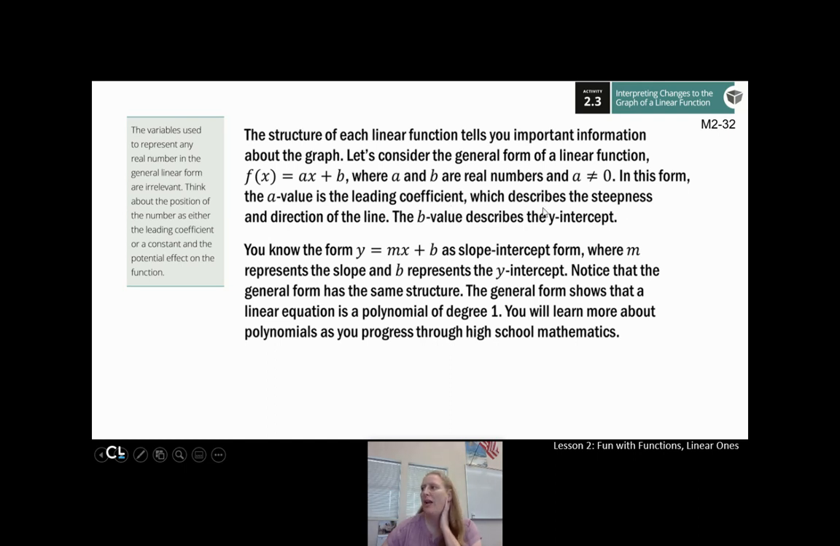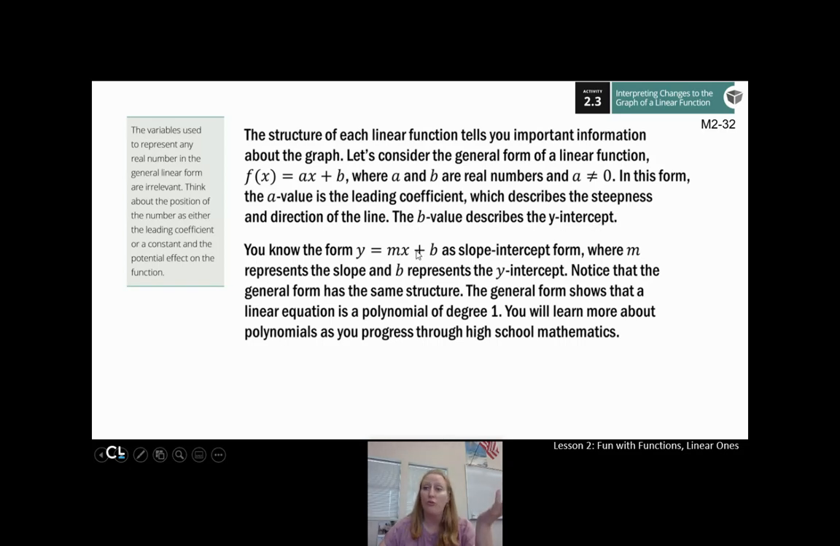But it does describe your slope, right? It gives you the steepness. If it's positive, you know your function's increasing. If it's negative, you know your function's decreasing. So it does actually even tell you the direction that your line is going in. Also good stuff to know. And the b value, you know what the b value is. It's your y-intercept, right? y equals mx plus b. So you know that b value describes your y-intercept.